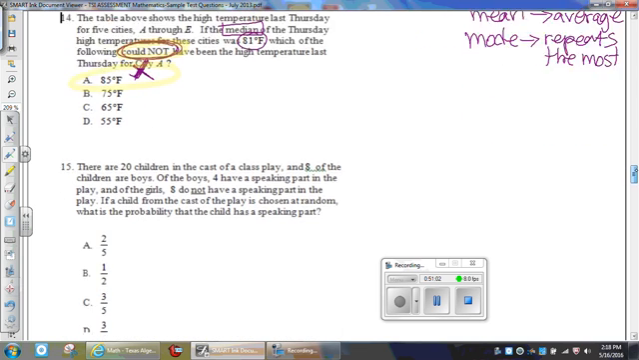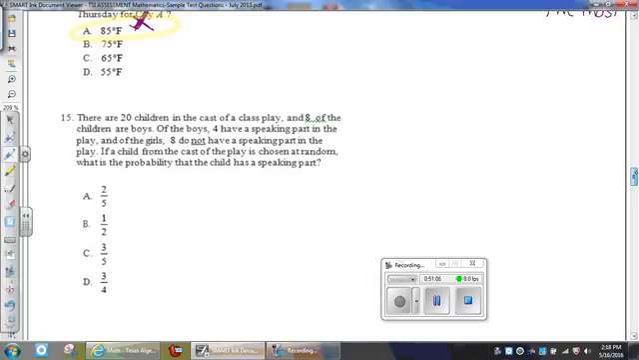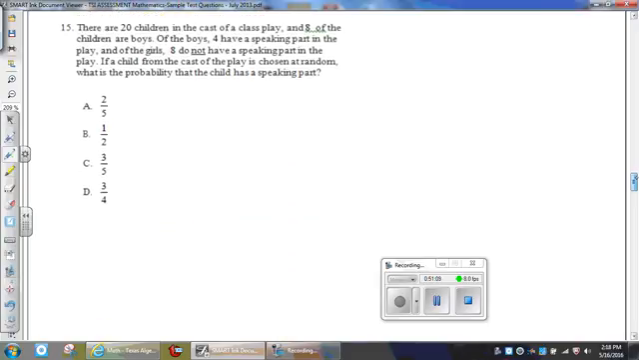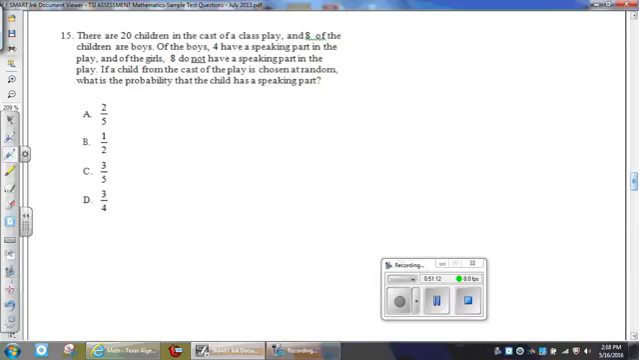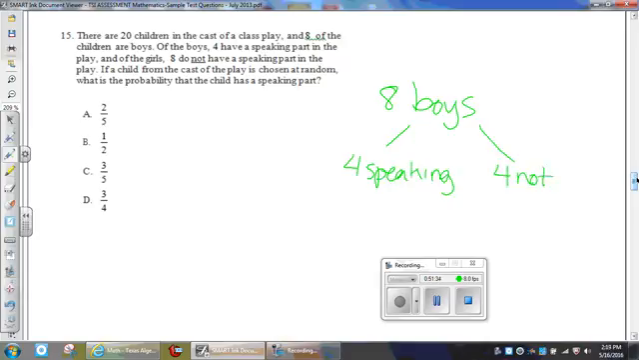All right, so moving on, this is the last one. So there are 20 children in the cast of a class play, and eight of the children are boys. Of the boys, 4 have a speaking part in the play. And of the girls, 8 do not have a speaking part in the play.